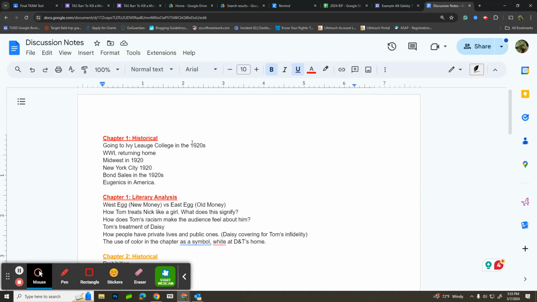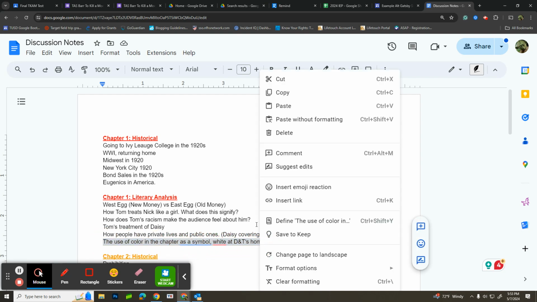So, for instance, chapter 1 is in red. I now have to decide, do I want to do historical or literary? Since I have to do 5 literary and 4 historical, I am going to decide to do a literary because it's really kind of easy. And I've decided that I'm going to use the use of color as a chapter and symbol in white in Daisy and Tom's home.